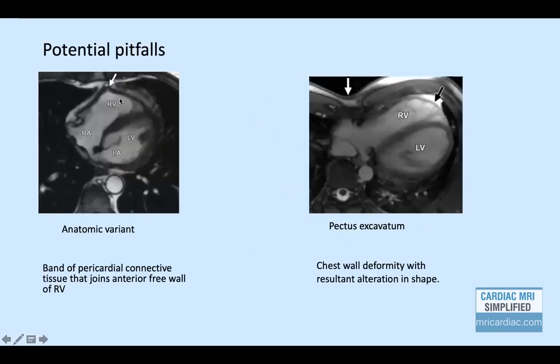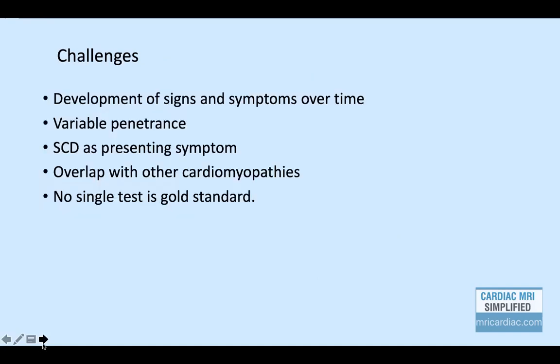You also have to remember a few potential pitfalls, especially RV free wall tether. Basically, this is an anatomic variant. Sometimes pericardial connective tissue joins the anterior wall of the RV, and you may get potential tethering. However, chest wall deformity like pectus excavatum can also alter the shape of the RV, and that also should not be mistaken as an abnormal finding.